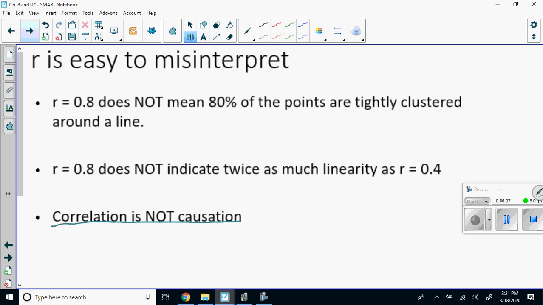Just because two things are associated or correlated doesn't mean one causes the other. For example, shoe size and height. As shoe size increases, height also tends to increase. That doesn't mean your shoe size causes your height. There's some genetic factors that cause both of those things.